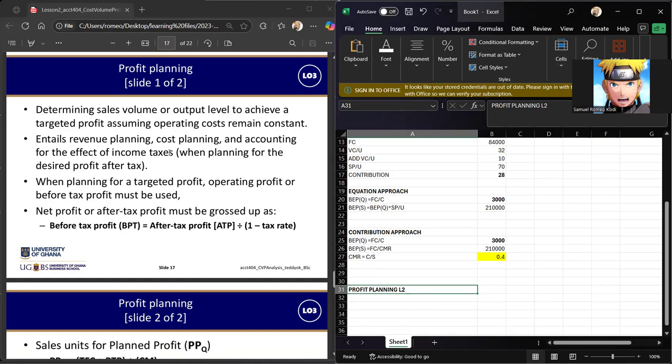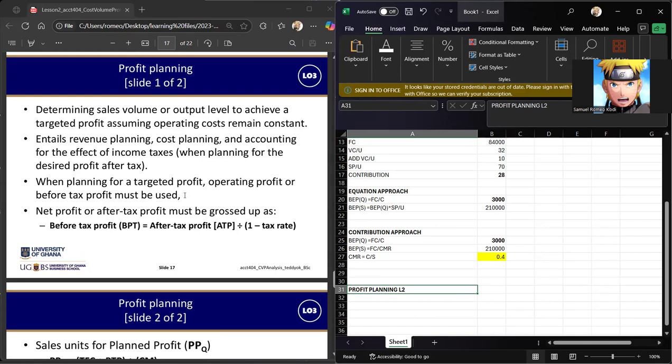Determining sales volume or output level to achieve a target profit, assuming operating cost remains constant. It entails revenue planning, cost planning, and accounting for the effect of income taxes when planning for the desired profit after tax. When planning for a targeted profit, operating profit, or before-tax profit must be used.